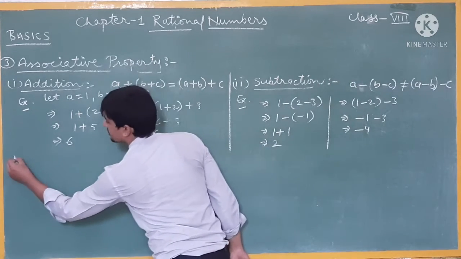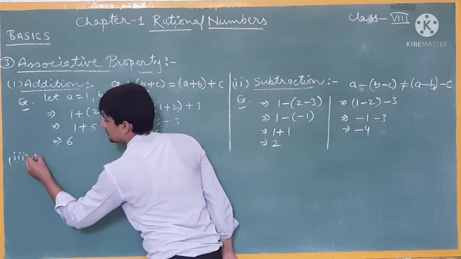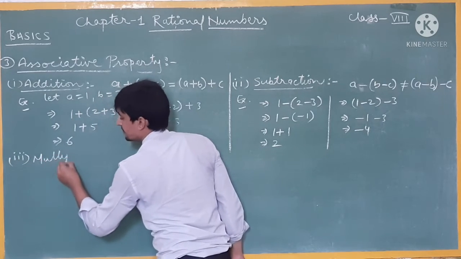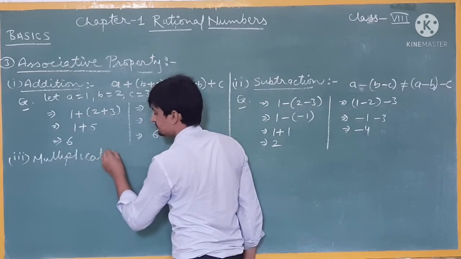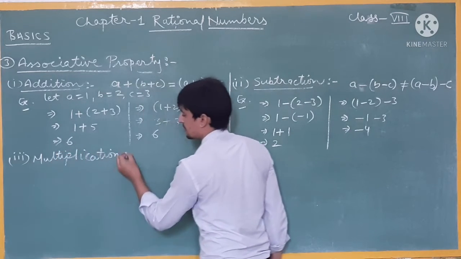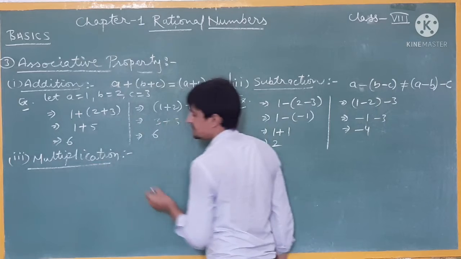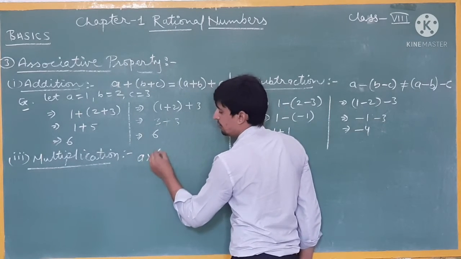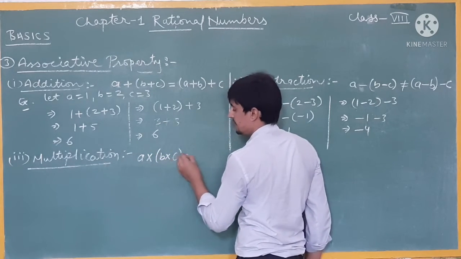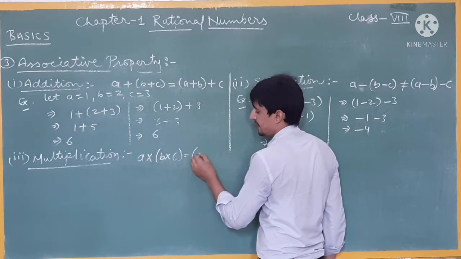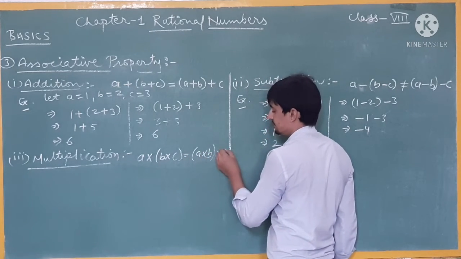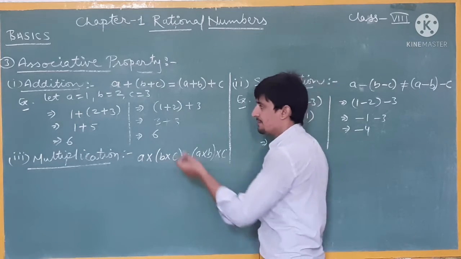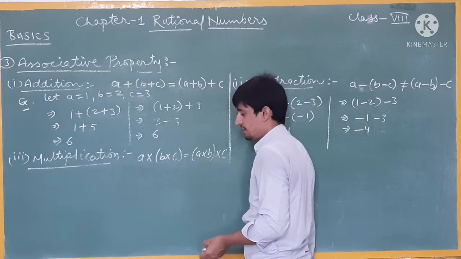Now third, we have multiplication. The condition is a into (b into c) will always be equal to (a into b) into c. Example, take a, b, c as 1, 2, 3.